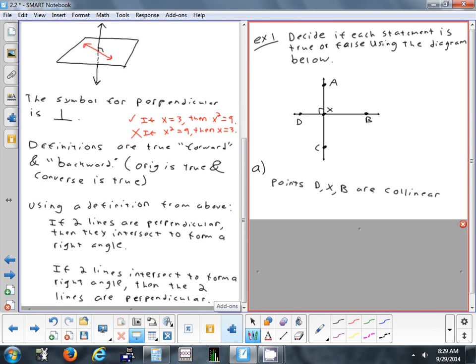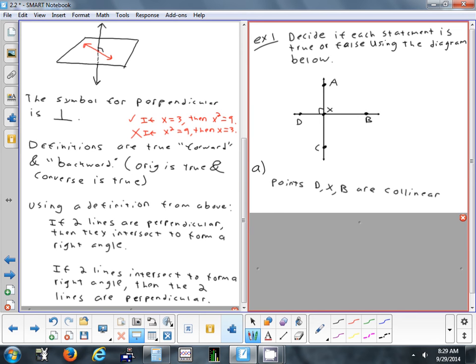So I want to try an example. It says, decide if each statement is true or false using the diagram below. Okay, so we've got two lines. It shows angle AXD as a 90. Okay, and that's all that we know. Do we know that any of these other angles are 90s? They've only given us angle AXD. But technically we know that all these angles are 90.